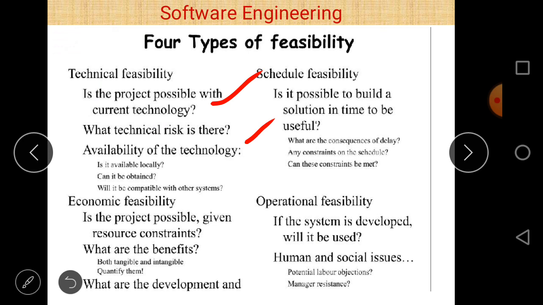So suppose the current technology is Java and we can make the project in Java, then we can say that it is technically feasible.